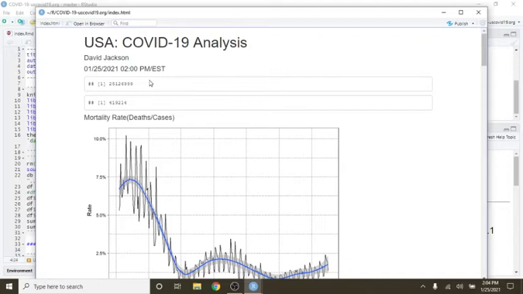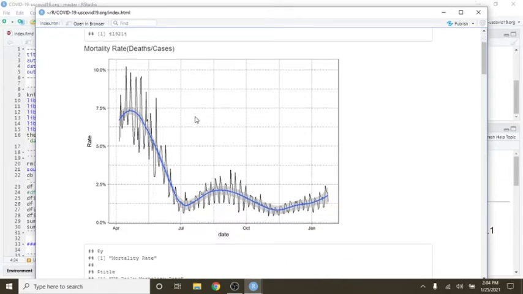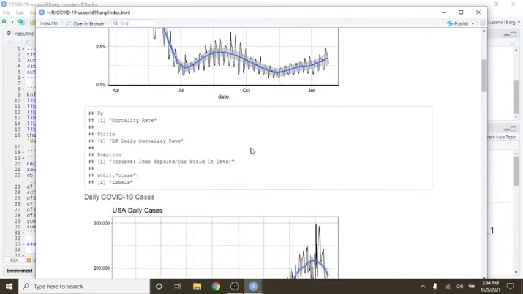All right, so take a look. Currently, the U.S. has 25.1 million cases, 419,214 deaths. And you can see here that the mortality rate is beginning to trend back up. Right now, it's probably about 1.752% on average, but it is trending upward, okay?